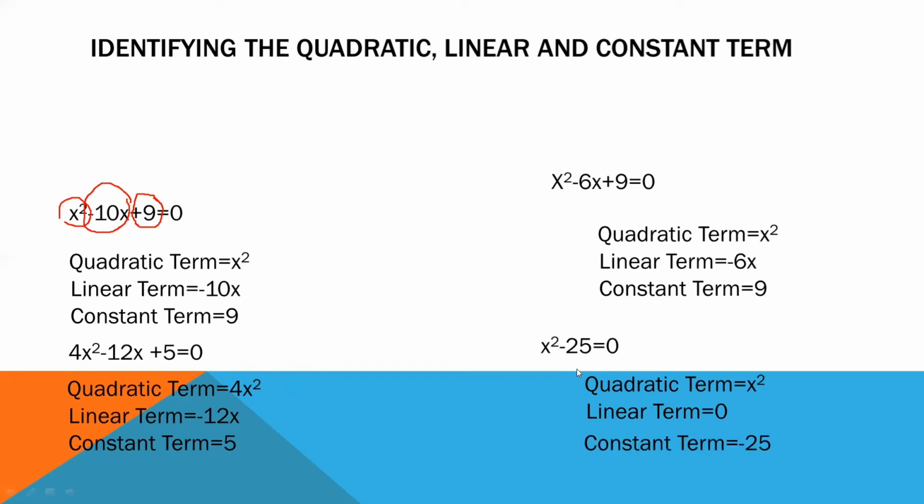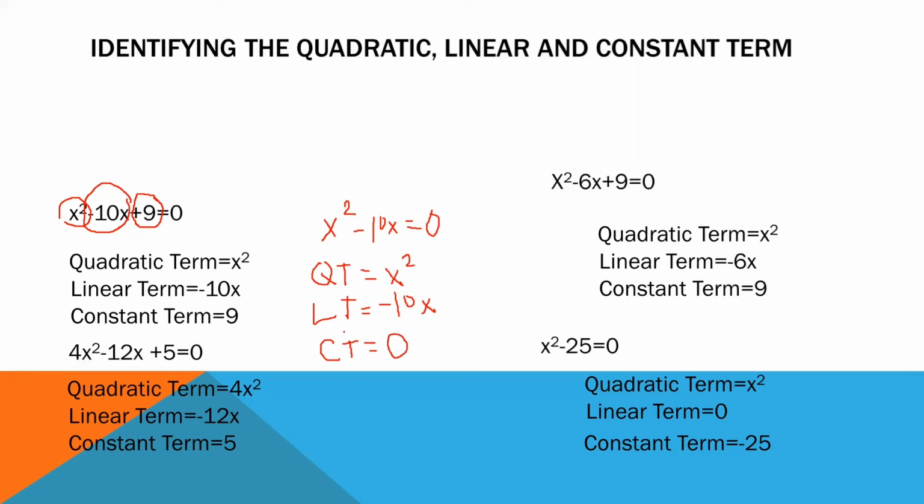If you are going to ask, ma'am, what if there is a linear term but no constant term? Let me give you an example. Let's say x squared minus 10x is equal to 0. The quadratic term is x squared. The linear term is negative 10x. And the constant term, since we have no constant, is equal to 0. Just make sure we don't lose the quadratic term.